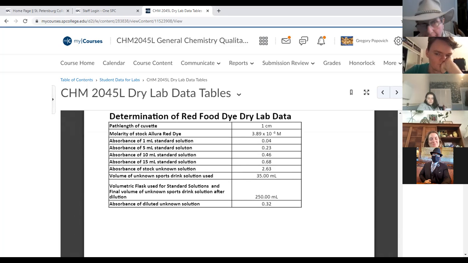Okay, here's the data. Don't worry, the path length you're never going to use. Path length you're not going to use. Stock solution, you will need that. It is the 15th, so you have your 5 solutions. You have to determine what the concentration of each one of these 4 solutions are.